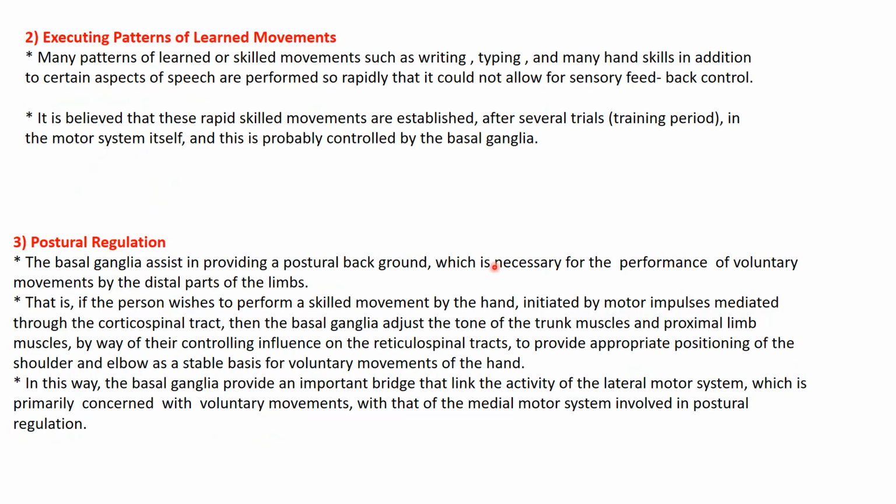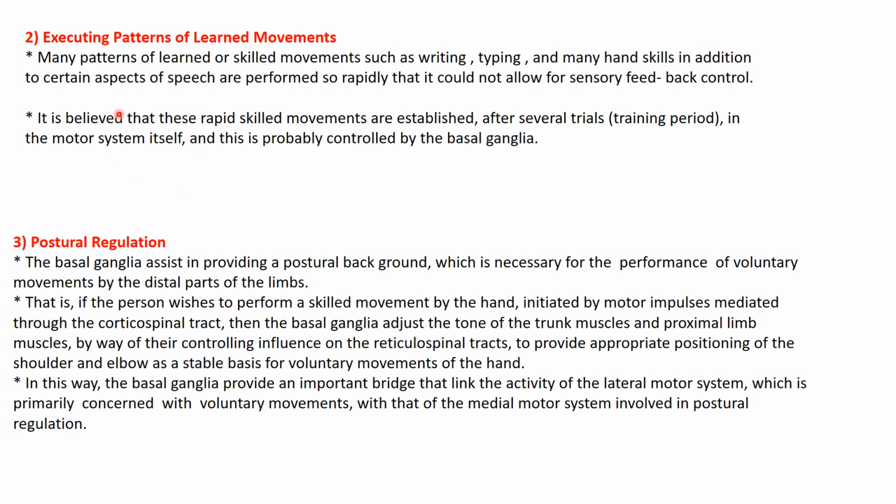The second function is the executing pattern of learned movement. Many patterns of learned or skilled movement, such as writing, typing, and many hand skills, in addition to certain aspects of speech, are considered skilled movement and are usually performed so rapidly that they could not allow for sensory feedback control. It is produced without the need for the sensory feedback control, or before the sensory feedback comes back to the cerebral cortex.